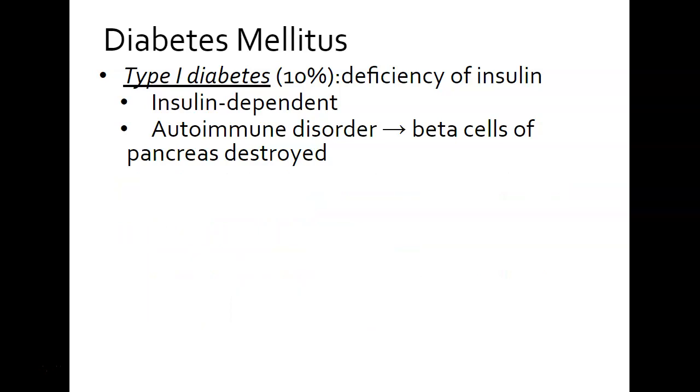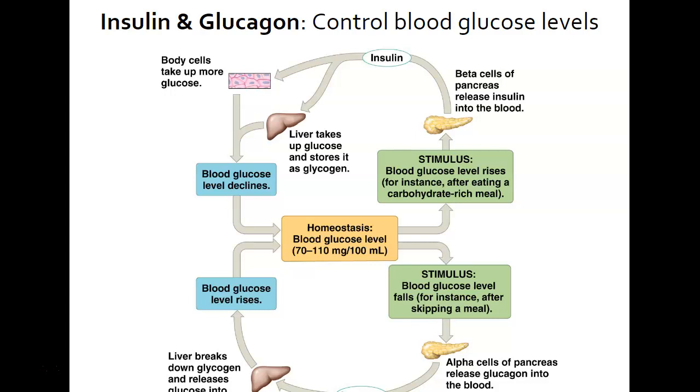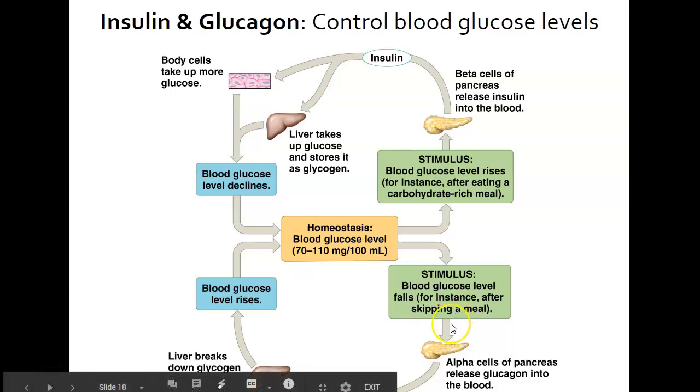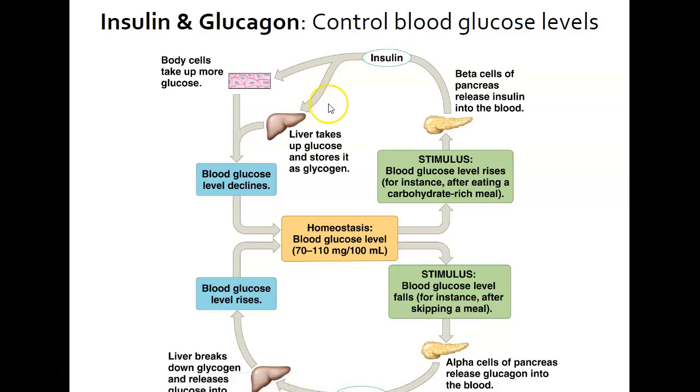If we remember back to our picture, if the beta cells can't release insulin into the blood, then they are unable to make blood glucose levels decline, because the insulin in the blood will trigger the uptake of glucose. And so you're going to continue to have high glucose levels in the blood.